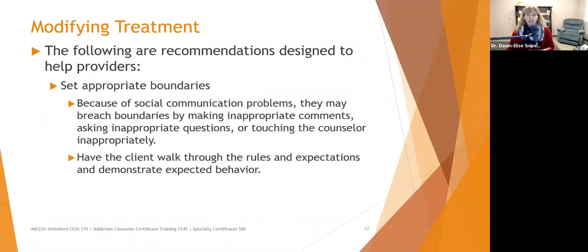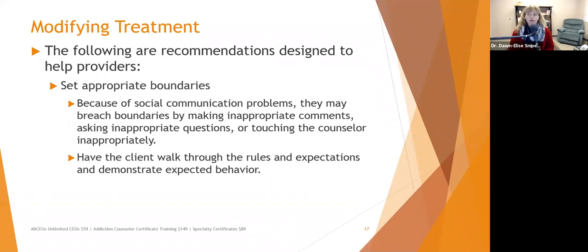Recommendations to help providers. We need to make sure that we set appropriate boundaries. Because of social communication problems, clients may breach boundaries by making inappropriate comments, asking inappropriate questions, or touching the counselor inappropriately. Oftentimes, it's more of a maternal touching, like they hug their mom, or they ask inappropriate questions about your personal life or something. And it's about helping the client learn what's an appropriate boundary to set, and that it's okay.